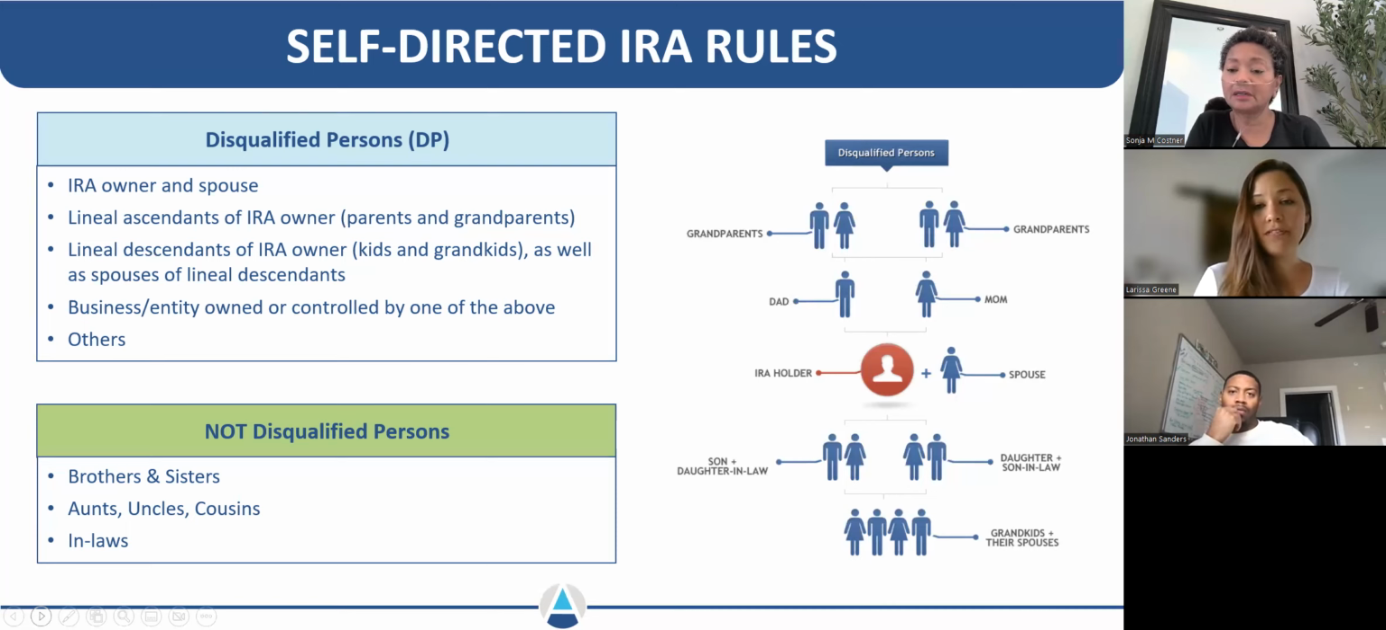On the surface of it, brothers, sisters, aunts, uncles, cousins are not considered prohibited. And children would be considered because they're in the same line. They can't do these transactions together.